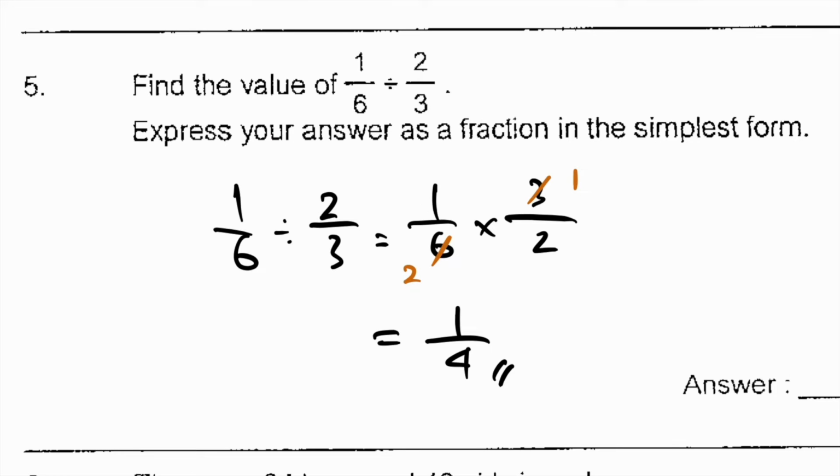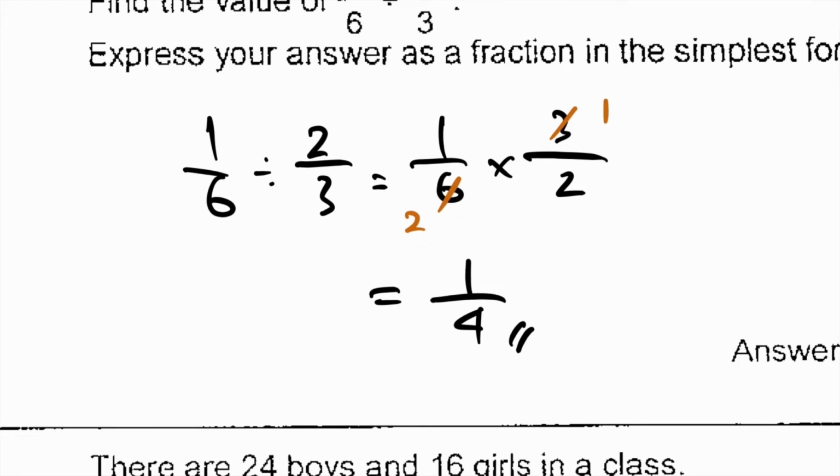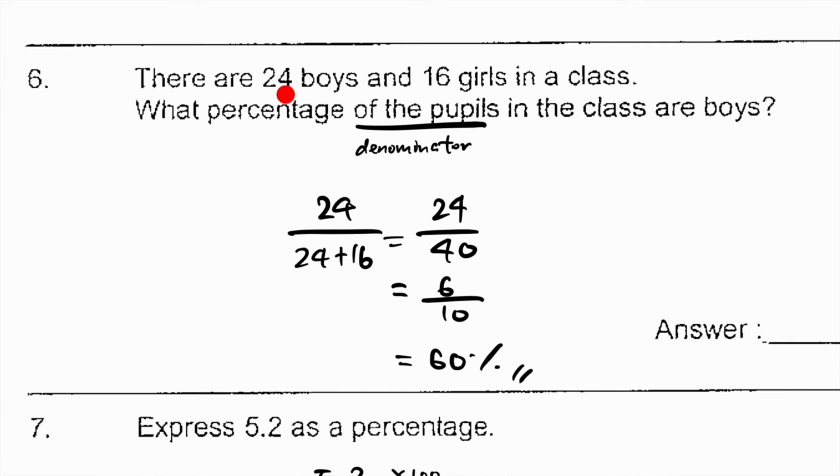Question 5, find the value of the 2 fractions, okay, when divided. So what we do is convert the division sign to a multiplication sign. Then we flip 2 over 3 to become 3 over 2. Then we look at the numbers diagonally. 3 and 6 can be simplified to be 1 and 2. So 1 times 1 gives me a 1. 2 times 2 gives me a 4. 1/4 is the answer.